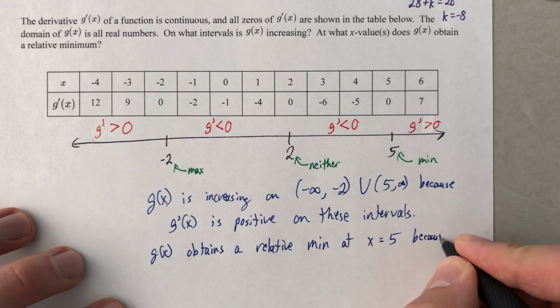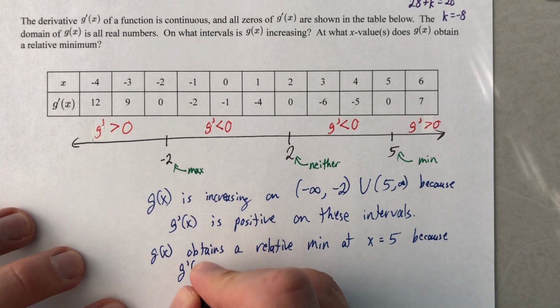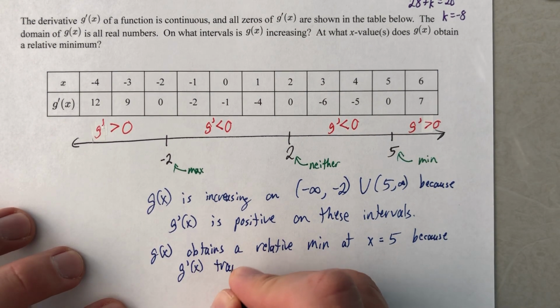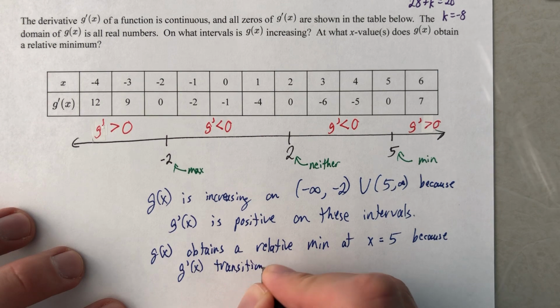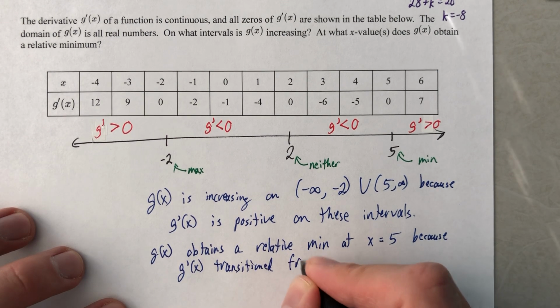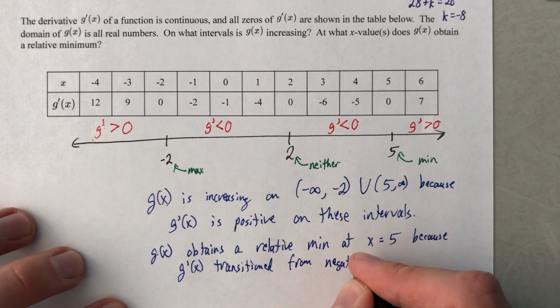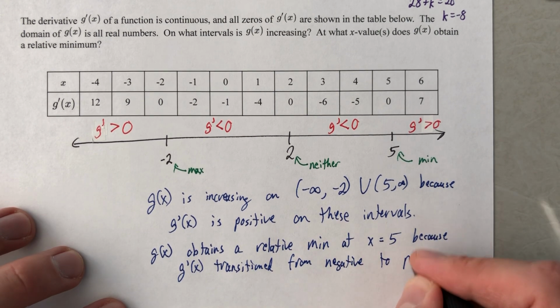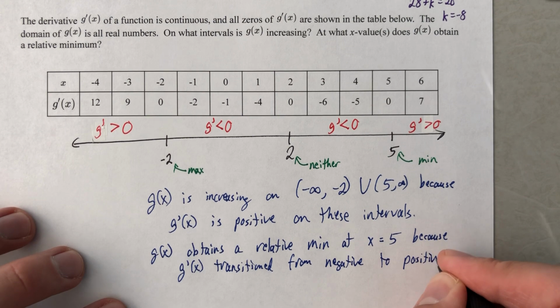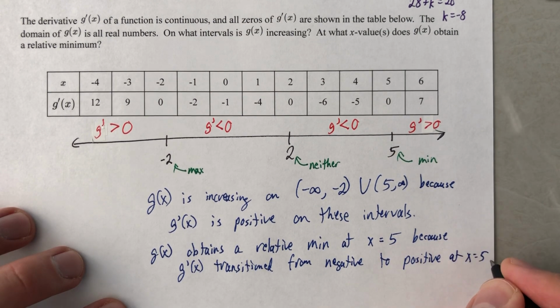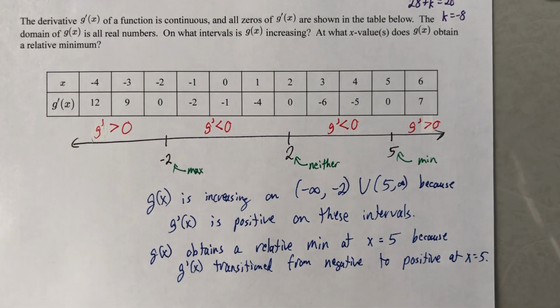Because g prime of x transitioned from negative to positive. And I'm going to continue to be specific at x equals 5. If you leave that last little part out, at x equals 5, I don't think it's a huge deal. Okay, I'm going to stop the video and turn the lights on.